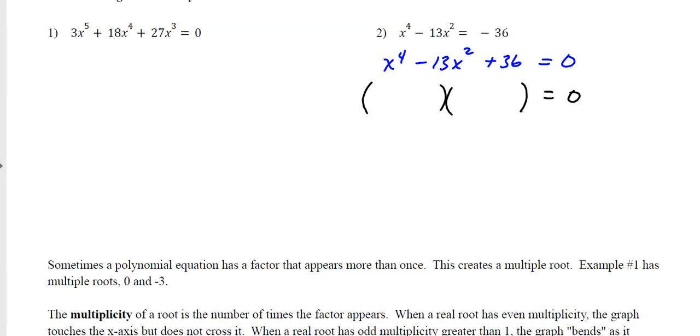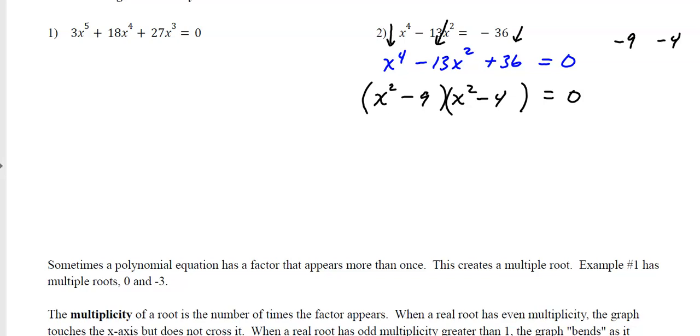I need 2 numbers at the back that multiply to make 36. They need to add to make the -13x squared. And my front terms need to multiply to make x to the 4th. So I think if I do x squared times x squared, that'll take care of the x to the 4th. If I combine them, I'm going to get an x squared term in the middle. And I think that if I choose a -9 and a -4, that'll do it for me. Yeah, that's going to work out. So now I'm going to have -13x squared in the center, positive 36 at the end.